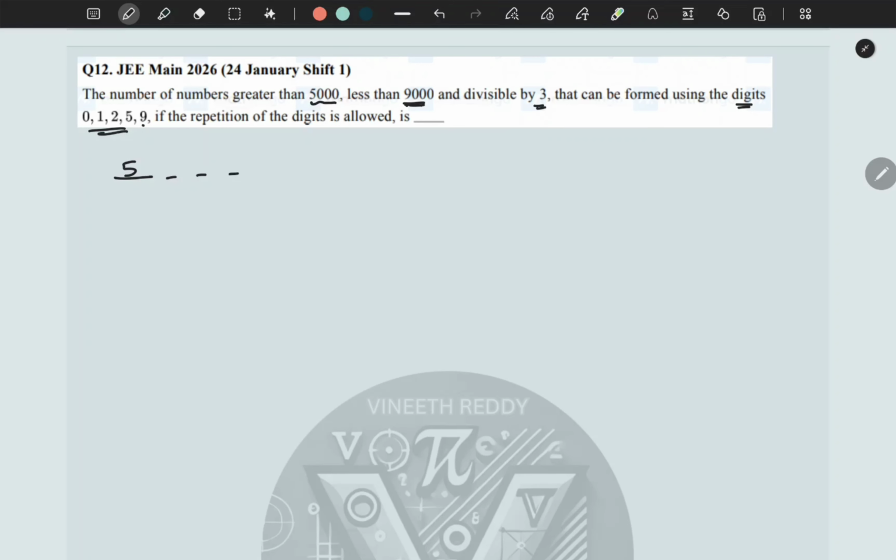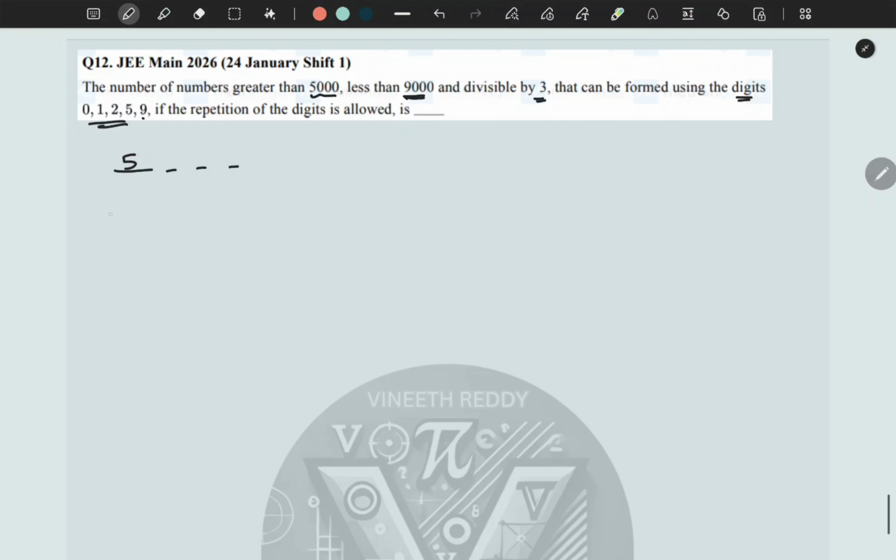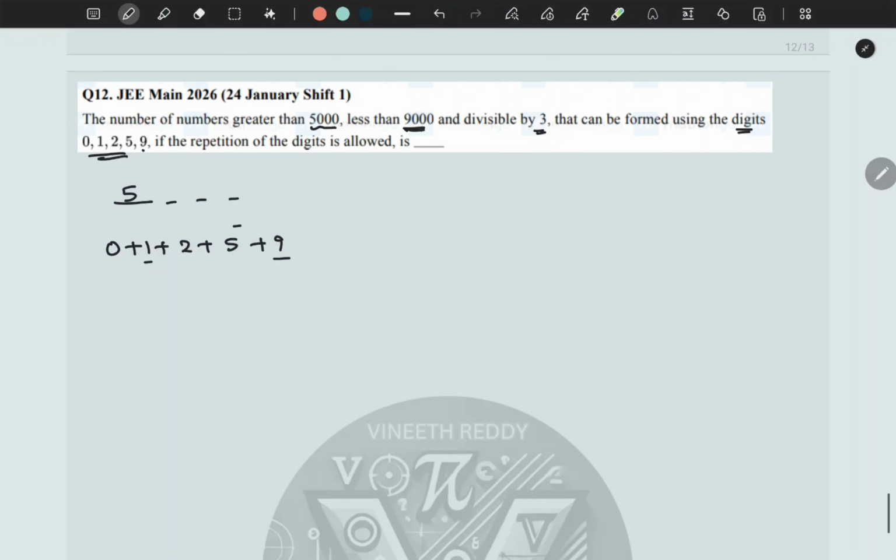The next three digits can be anything. Now let us find the sum of all the digits. So 0 plus 1 plus 2 plus 5 plus 9. 9 plus 1 is 10, 10 plus 5 is 15, 15 plus 2 is 17, dear students.